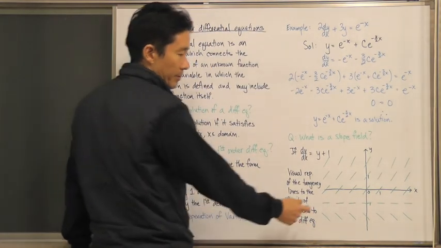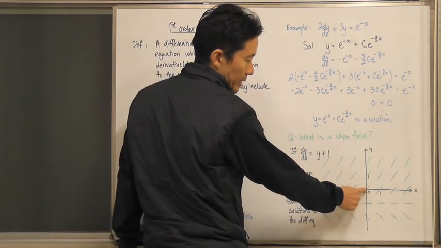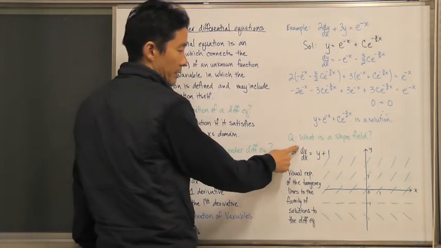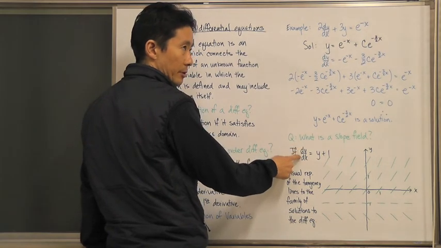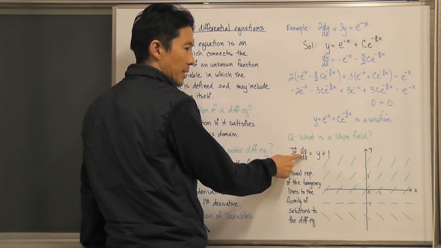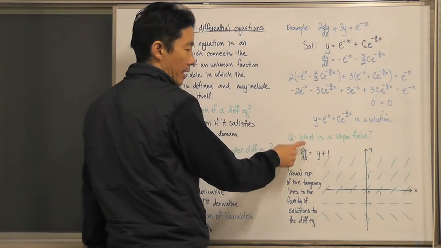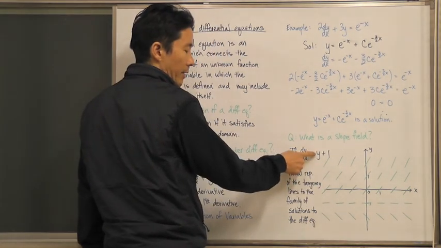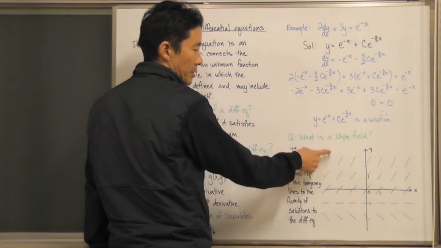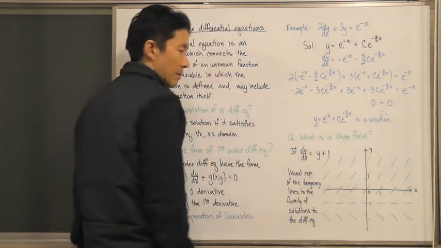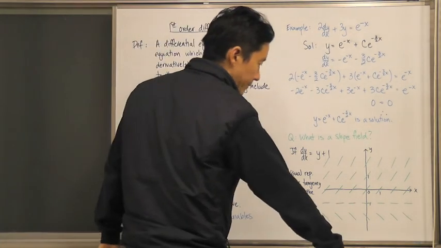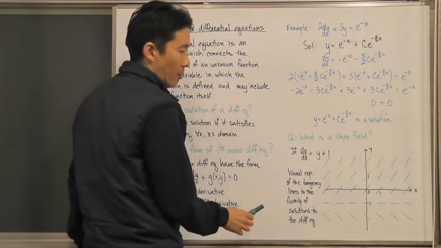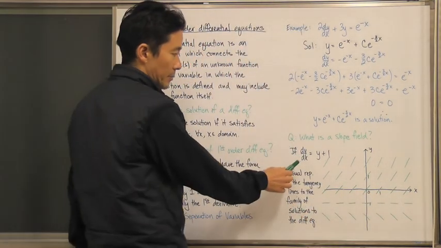Well, basically, if I just go ahead and take a look at any particular point, let's just say, for example, 0, 0, it says that the derivative, or the slope, the instantaneous rate of change, the tangent line of the particular solution, if it were to go through 0, 0, would have to have a slope of 0 plus 1, which is 1. So, notice that all of these green lines that are on the x-axis all have a slope of 1, because that's what this says.